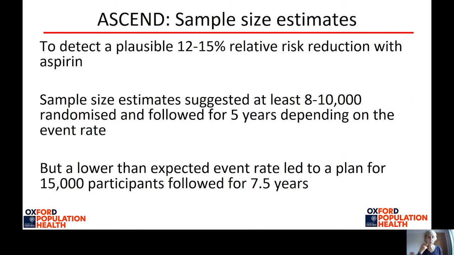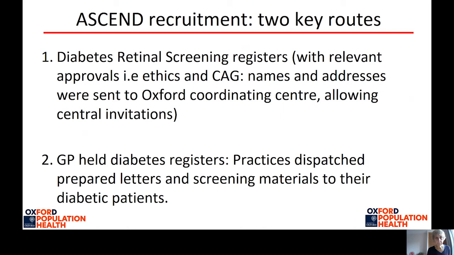And the challenge really is that, based on prior information, we needed to be able to detect what might be a plausible risk reduction, which was quite modest, of the order of 12 to 15% based on the other trials. The sample size estimates originally suggested that 8,000 to 10,000 patients randomized and followed for 5 years might be sufficient, but it obviously depended on the event rate within the trial. But once we started recruitment, the event rate was substantially lower than we had initially estimated in our sample size estimates. And so we ended up planning for a 15,000 participant trial and follow-up for 7.5 years.